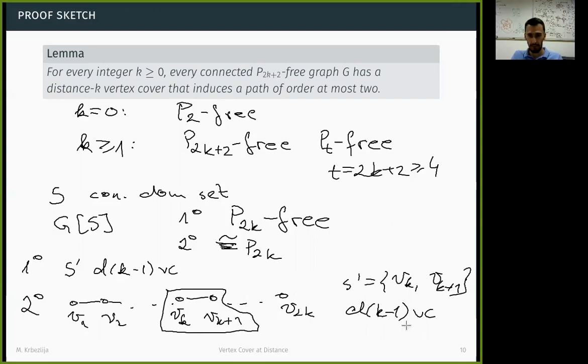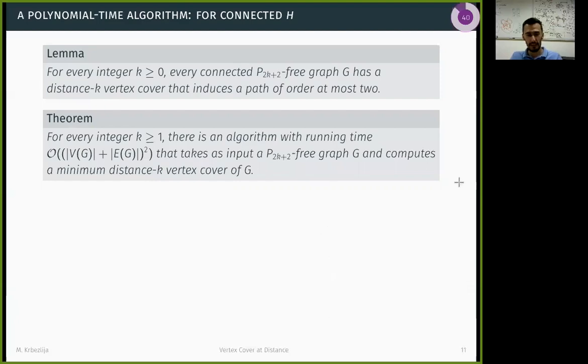Now, how can this lemma help us? This lemma implies the following theorem that says that for every integer k greater than or equal to 1, there is an algorithm with quadratic running time that takes as input a P_{2k+2}-free graph G and computes the minimum distance k vertex cover of G. The minimum distance k vertex cover of G can be computed by checking every subset of G of size 1 and every subset of G of size 2 that is also connected, and finding the minimum distance k vertex cover with a breadth first search.